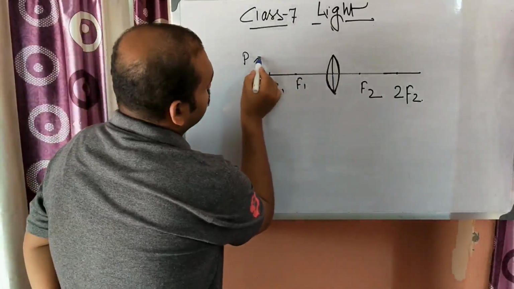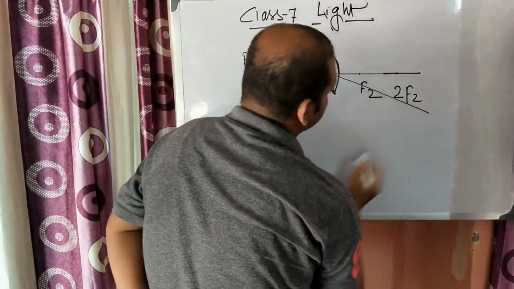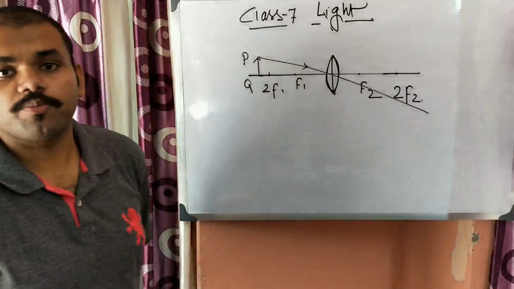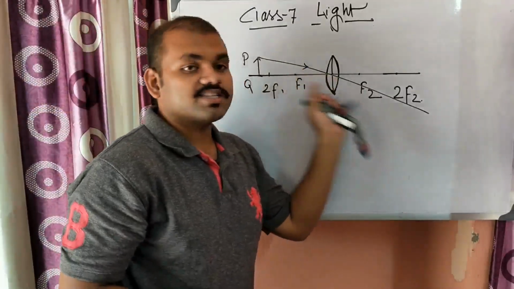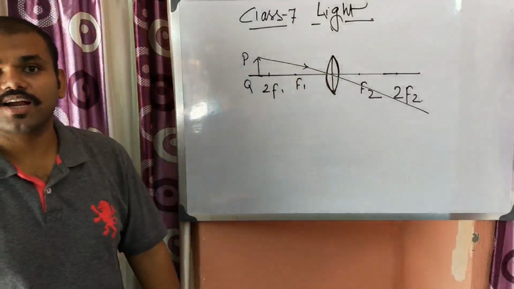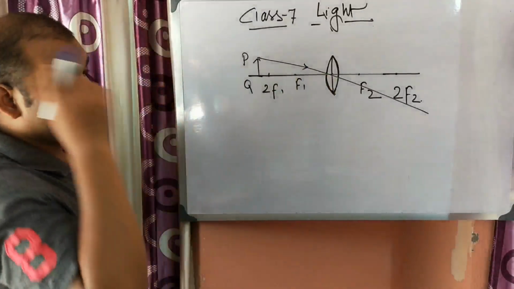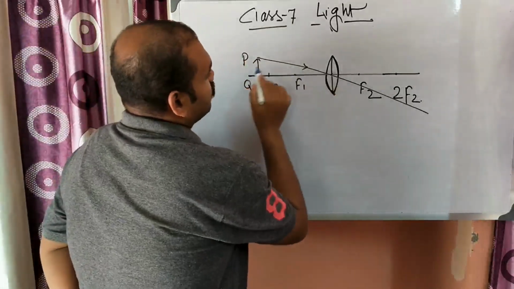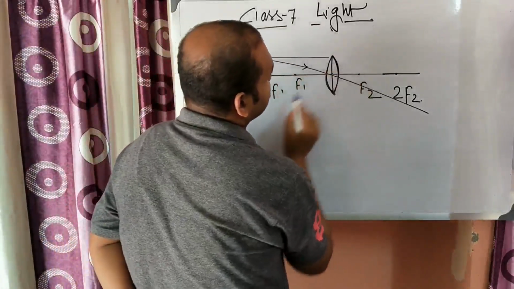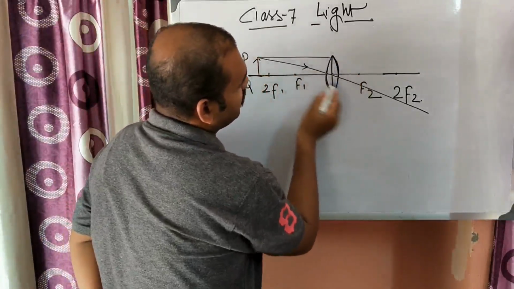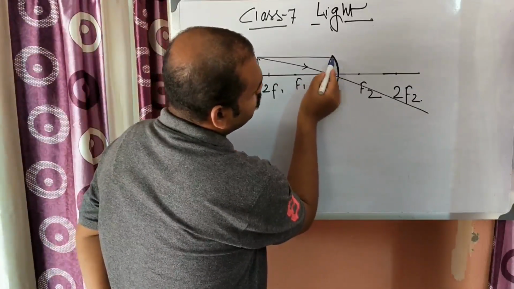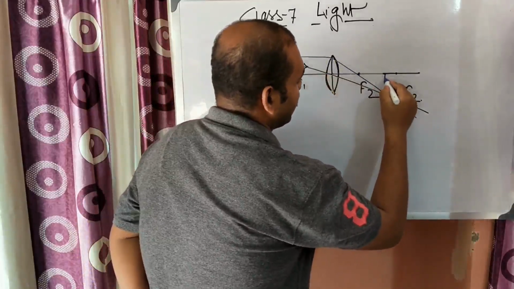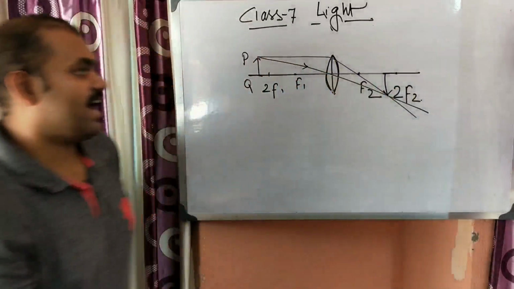Now a ray is going through the optical center. Remember one thing, the ray which is directed towards the optical center will emerge undeviated. So no actual deviation is seen. Another ray which is parallel, after passing through the lens, will go through the focus and they will meet at a particular point, and here we'll get an image.